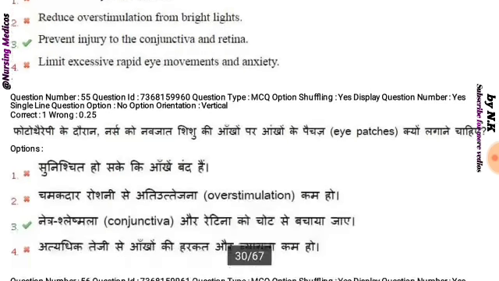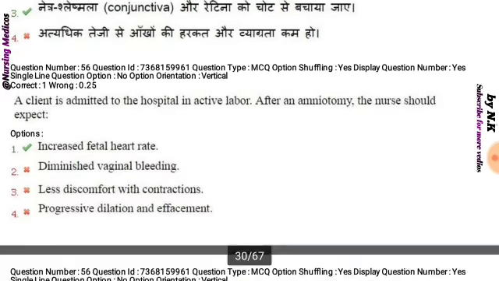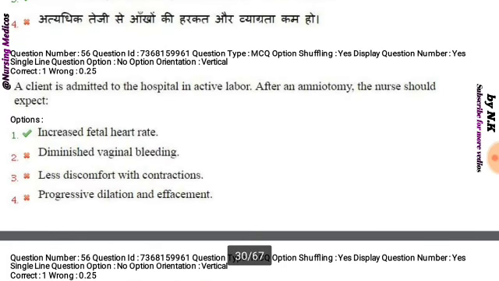Next one. A client is admitted to the hospital in active labor. After an amniotomy, the nurse should check for increased fetal heart rate. That is the answer. Answer is 1. Next one.